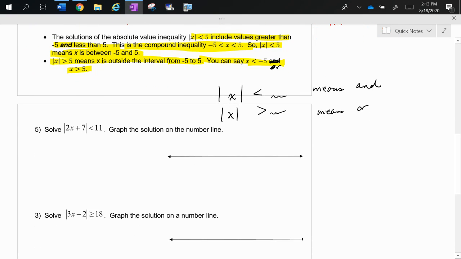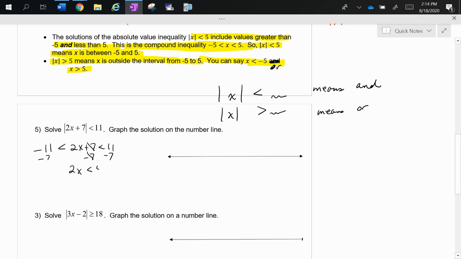Let's look at the examples. The absolute value of 2x plus 7 is less than 11. So we're going to write 2x plus 7 is less than 11 and greater than negative 11. And then we're going to solve the compound inequality. So we're going to subtract 7 from everything.